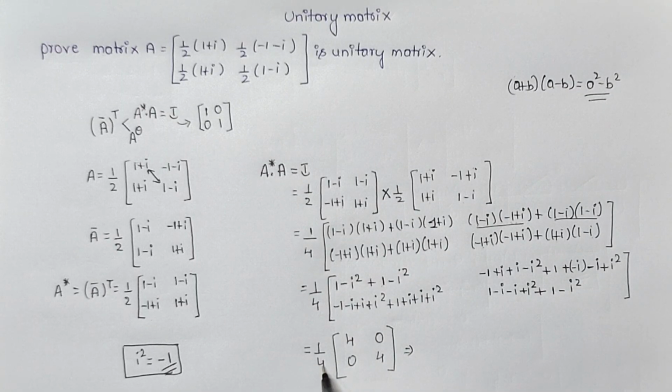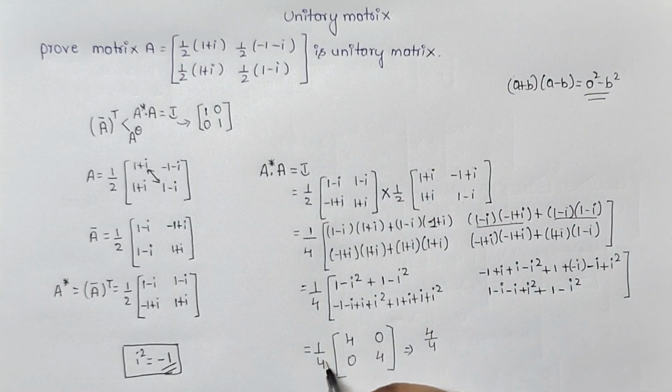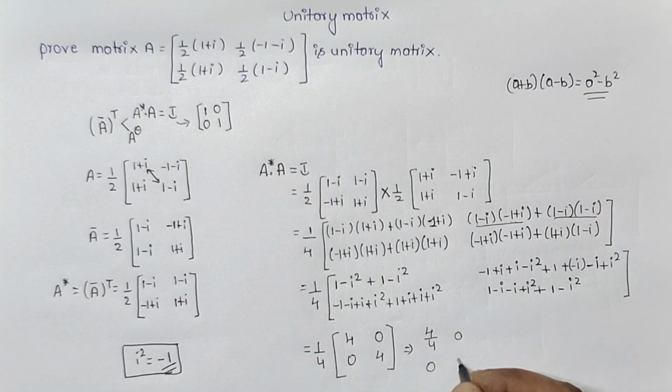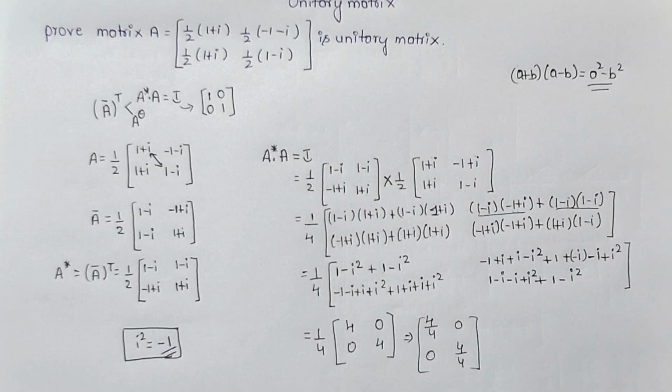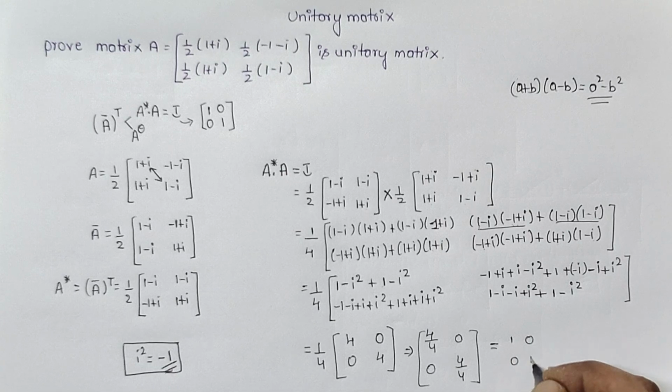Now let's multiply the common element which has been taken out into the matrix. So 4 divided by 4. If you multiply or divide anything with 0, it will be 0 itself. 0, 4 divided by 4. So now it will be equal to 4 ones are 4, 0, 0, 4 ones are 4.